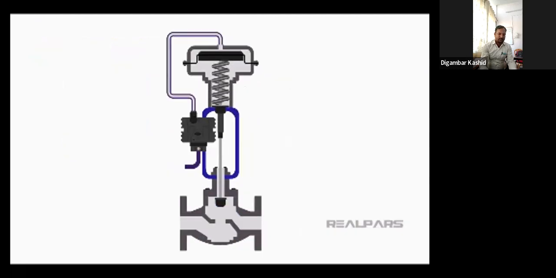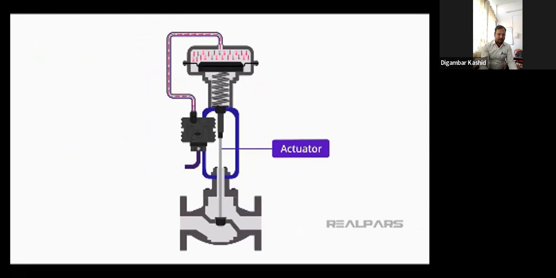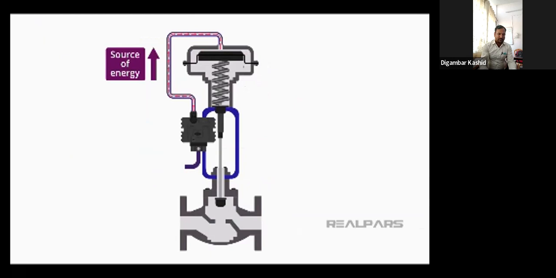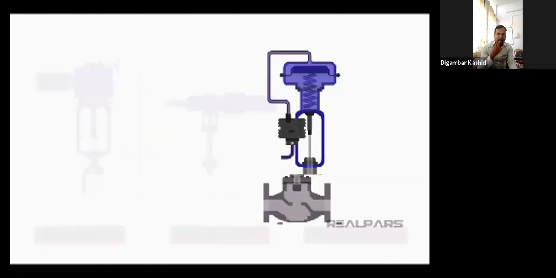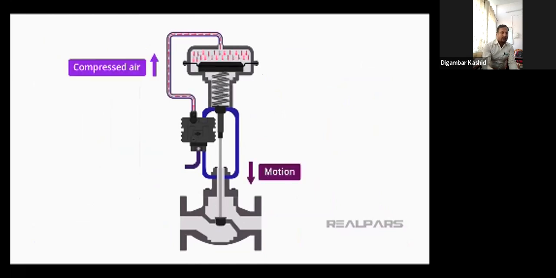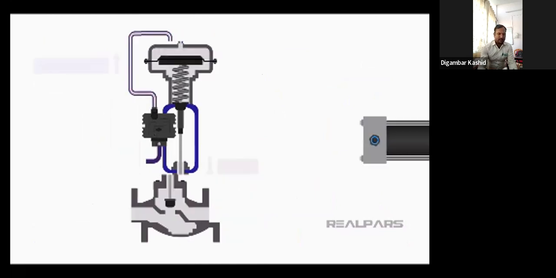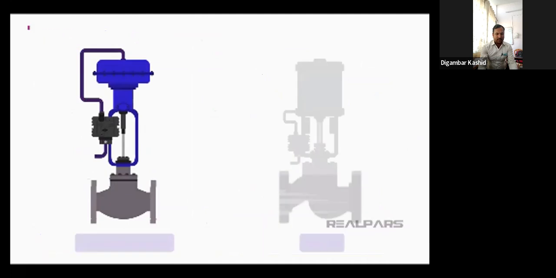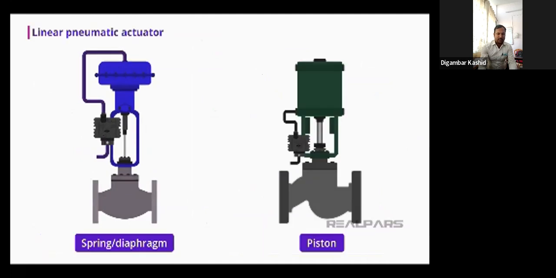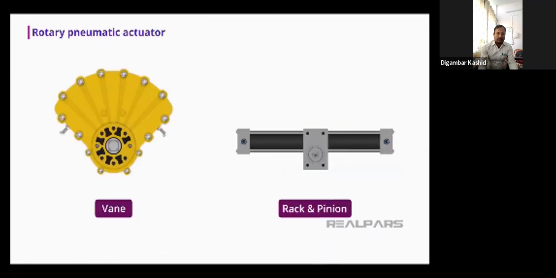Okay, let's review what we've discussed. An actuator is a device that makes something move or operate. An actuator receives a source of energy and uses it to move something. The three typical actuator energy sources are pneumatic, electric, and hydraulic. A pneumatic actuator converts energy in the form of compressed air into motion. A pneumatic actuator can move something in a linear motion or a rotary motion. Linear pneumatic actuators include the spring diaphragm style and the piston style. Rotary pneumatic actuators include the rotary vane style and the rack and pinion style.